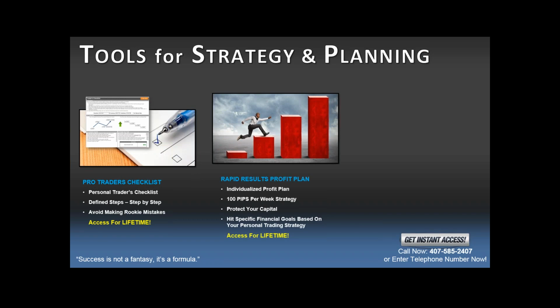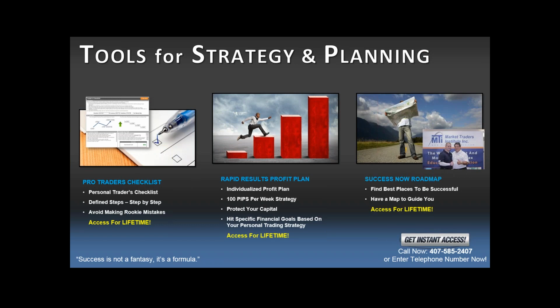All right. Second is the rapid results profit plan. So for those of you out there that want to have a goal, step by step, exactly when to hit a goal, when you can retire, when you can basically accomplish a lot of the things you want to accomplish, that's the rapid results profit plan. You can set a date on anything you want to accomplish, from growing your account to outside goals, okay? And then finally, you're also going to get the Success Now roadmap, and it's going to show you how to have more success now, how to find the best places to find success, and you're going to know exactly what to do.